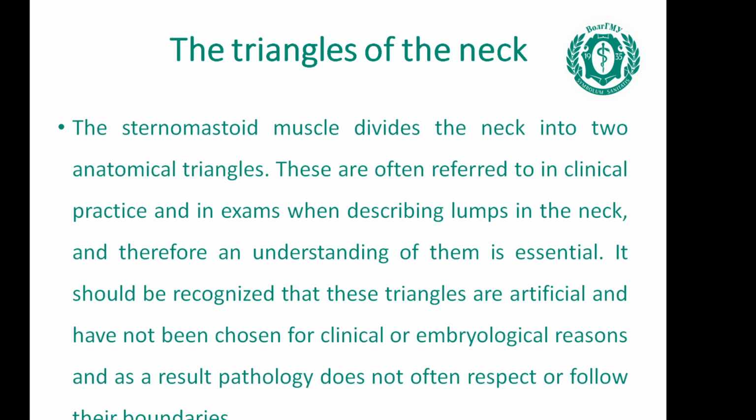The sternocleidomastoid muscle divides the neck into two anatomical triangles. These are often referred to in clinical practice and in exams when describing lumps in the neck, and therefore an understanding of them is essential. It should be recognized that these triangles are artificial and have not been chosen for clinical or embryological reasons, and as a result, pathology doesn't often respect or follow their boundaries.